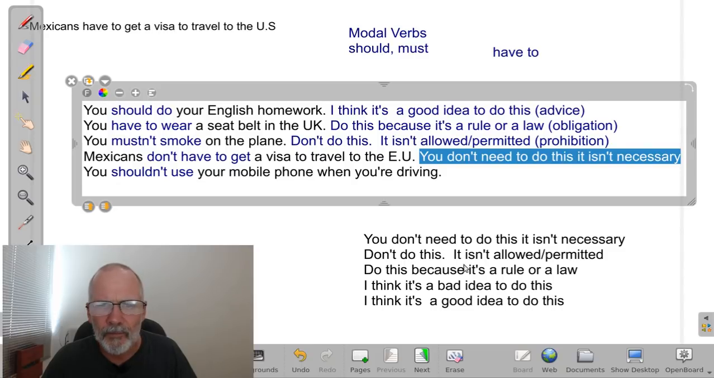Now, when we say you don't have to, it means it's not necessary. If a Mexican travels to the European Union, they don't have to get a visa. It is possible to obtain a visa, but it is not necessary.